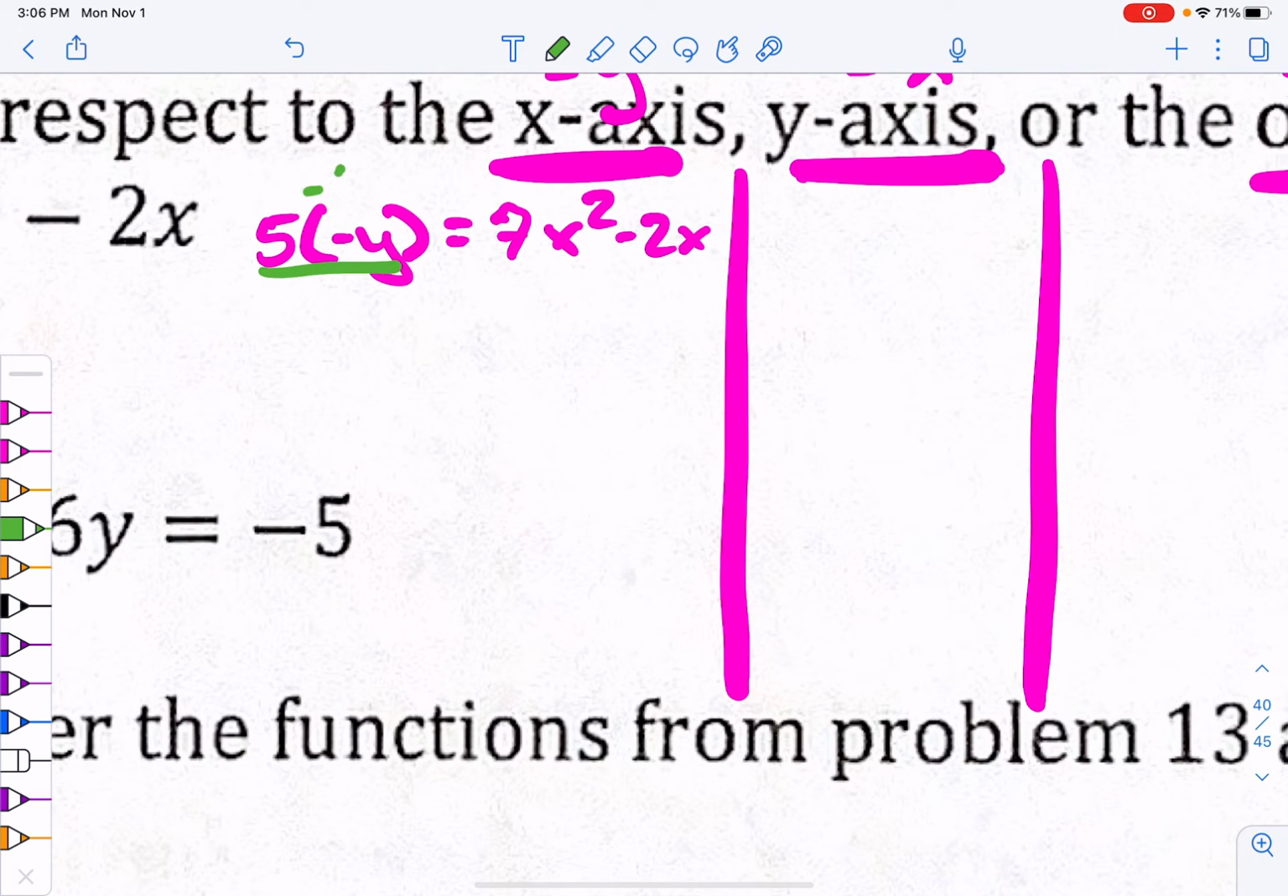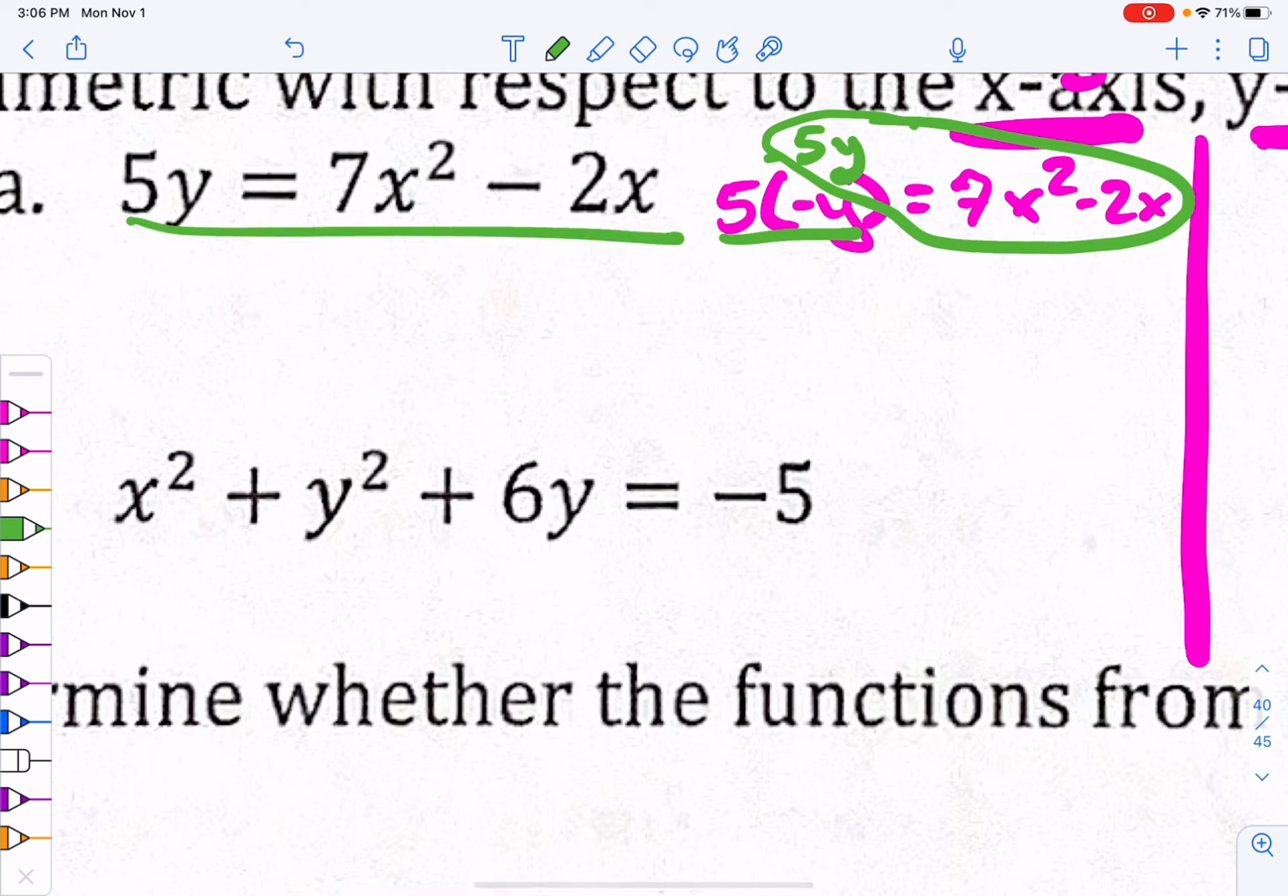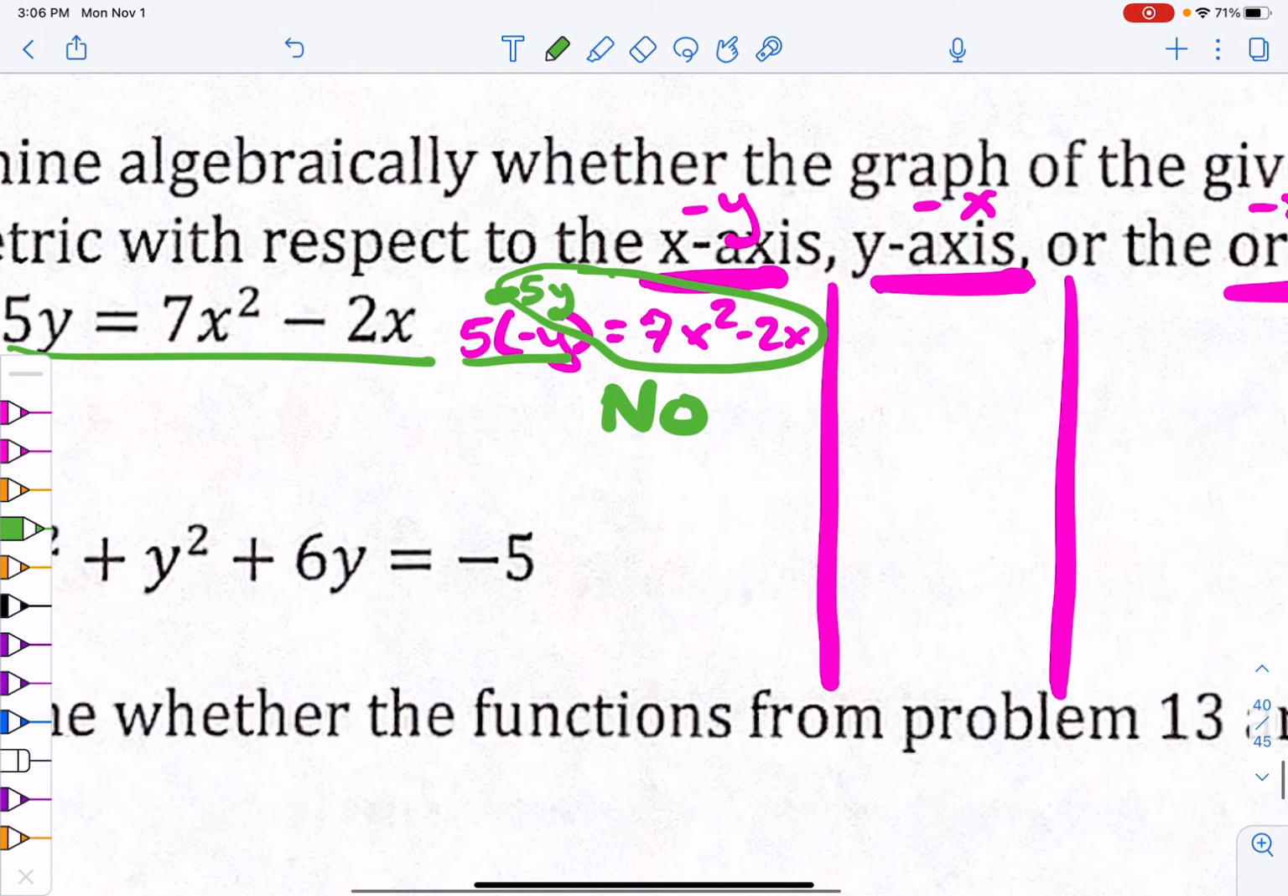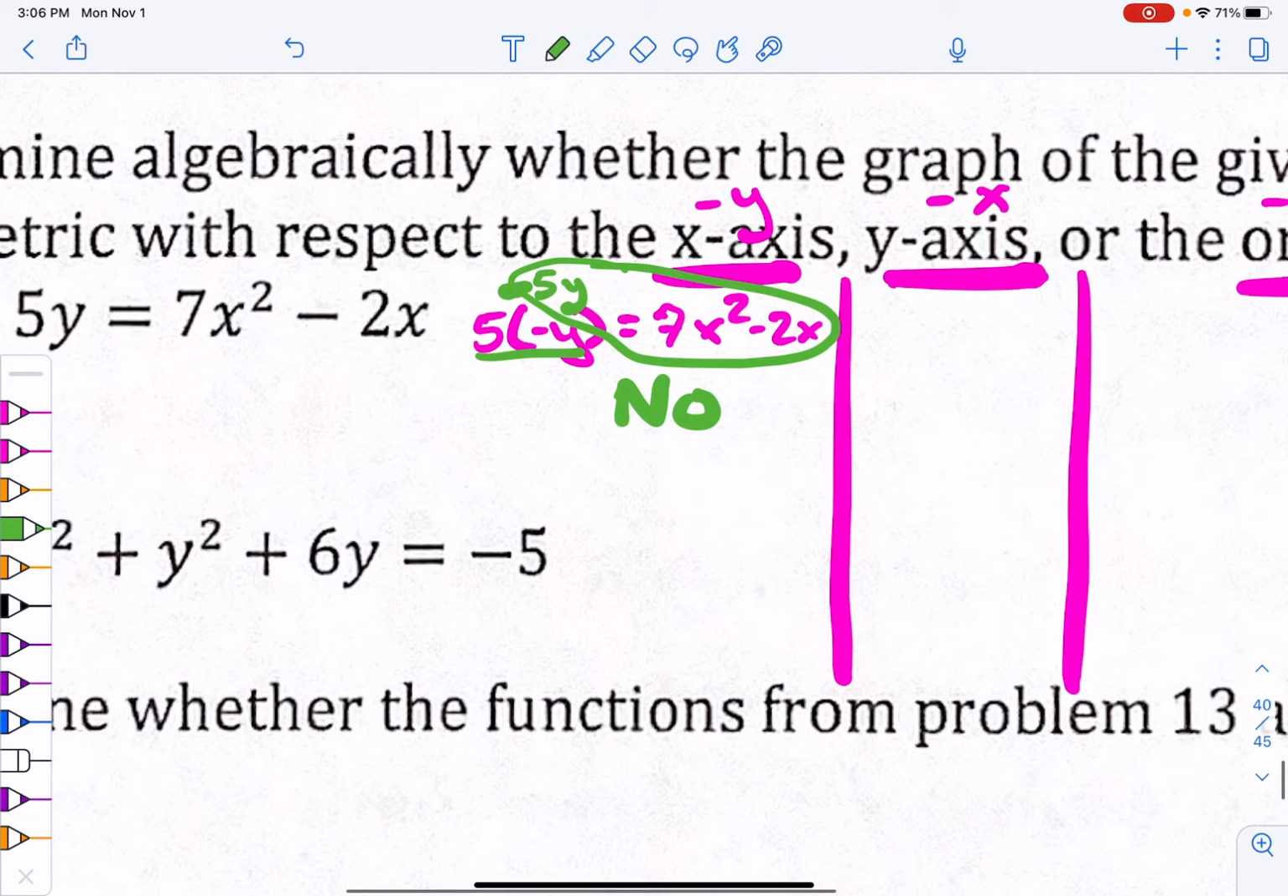So here, this would change to minus 5y, and that's all the more simplifying that I can do. So we look at that and we say, did that change back to the original? No, because this minus is still there, so this one would be a no for x-axis, okay? Y-axis, the more you do these, the easier it is to probably do some of this stuff in your head.